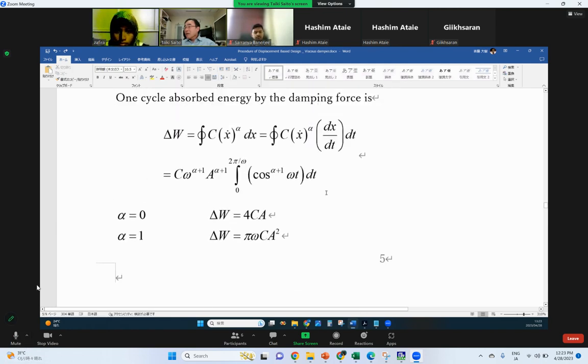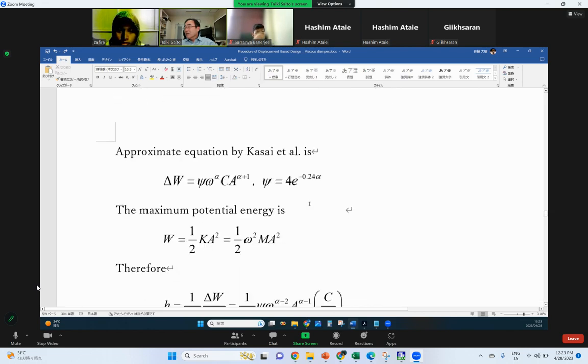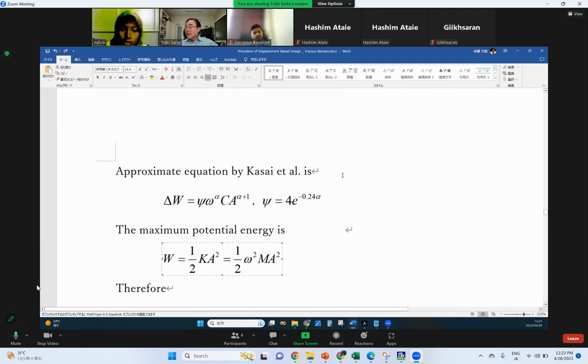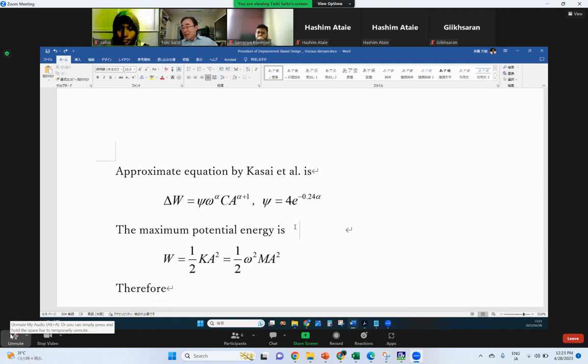So I was thinking how to get M. Is it the mass at every floor, or the average mass, or the mass of the damper? This is what I'm thinking now. Okay, sensei, no idea so far. If you have a good idea, please tell me. Okay, sensei.